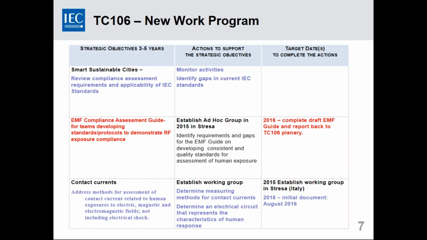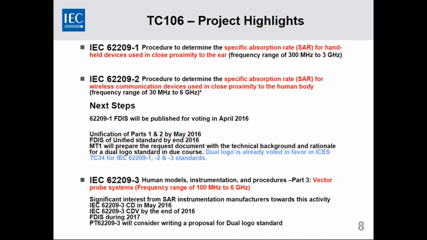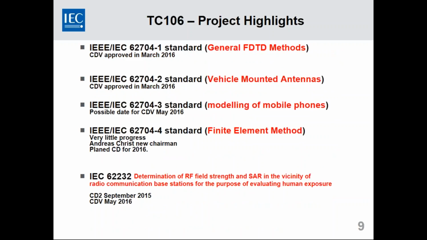TC 106 does not set limits. They cannot do that by decree. And there's a lot of things going on here with computational measurements, the measurement where you actually have a human model that you put brain simulation solution into and measure the penetration of a signal from, let's say, a mobile phone. And they're working on problems with transmission from a vehicle antenna, both mounted internally or externally. And then they get into computational electromagnetics, the finite difference, finite element, finite difference.